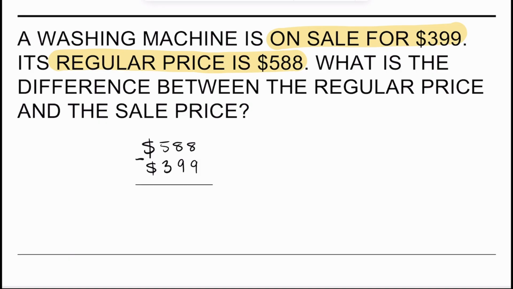So we go 8 minus 9. Well, we can't do that, so we have to borrow. So we end up with 7 there. And 18 minus 9 is 9. Then we get 7 minus 9. Can't do that. That becomes a 4. This becomes 17. 17 minus 9 is 8. And then 4 minus 3 is 1. So we can see there's a $189 difference between the regular and sales price.